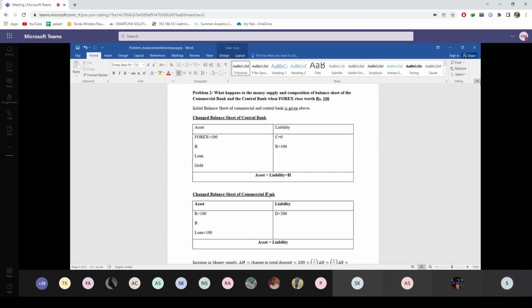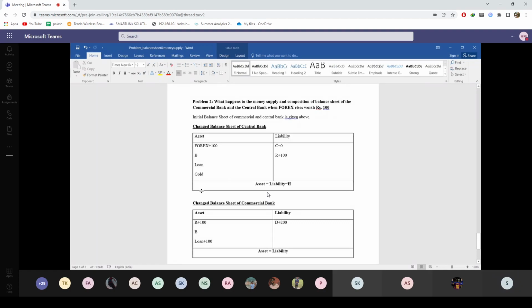See the implication over here. This is the balance sheet of the central bank and commercial bank. The foreign exchange reserves rise by 100 units over here. Reserves rise by 100 units over here. So asset equals liability. High powered money rises. Reserves rise over here 100 units. Deposit rises over here 200 units. Loan rises over here 100 units. Asset equals liability in the commercial bank. Asset equals liability in the central bank. And since high powered money rises by 100 units, my money supply rises by 200 units.